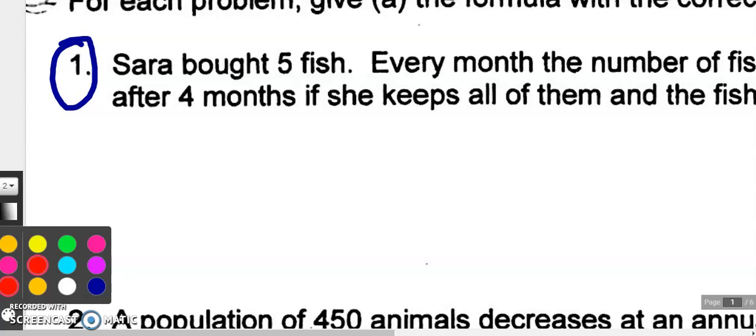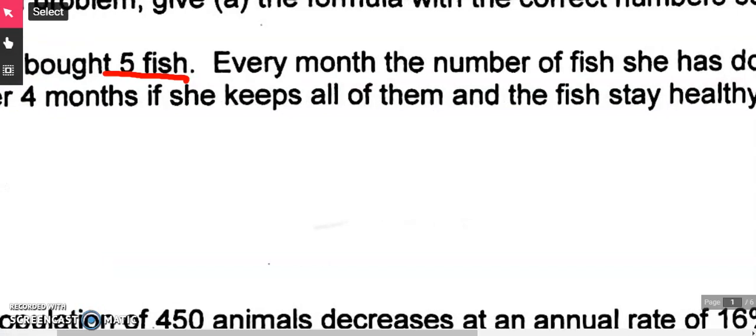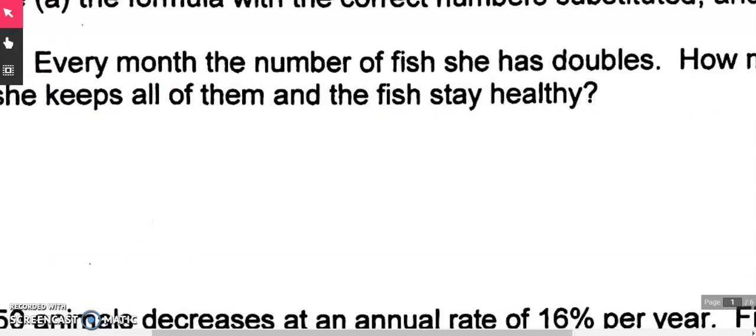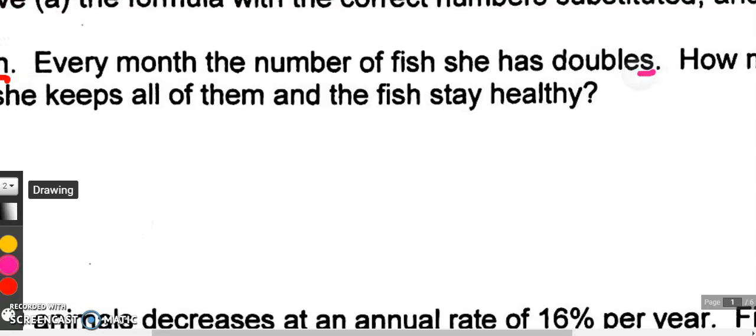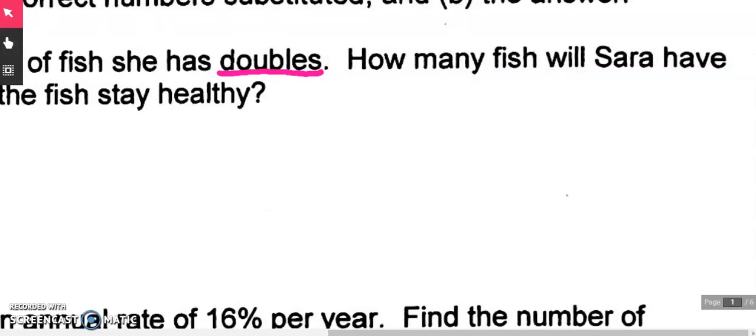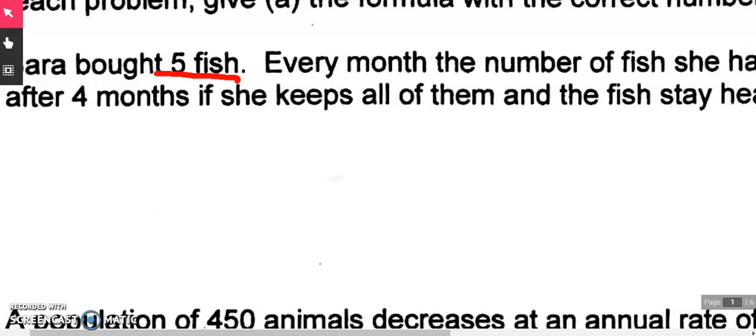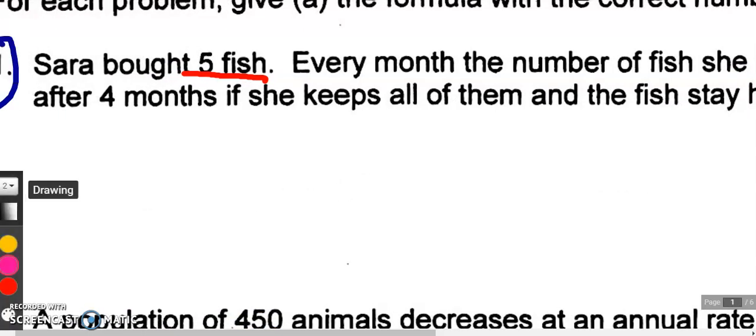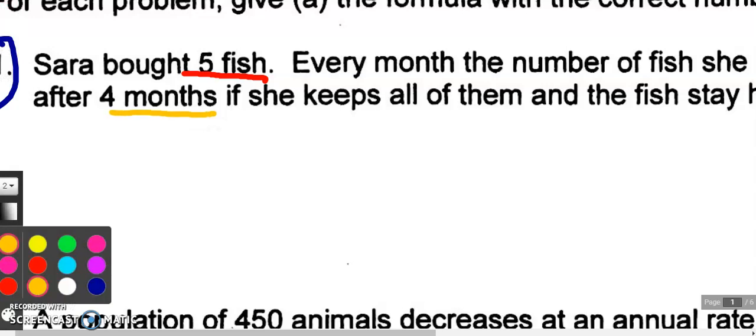I know that Sarah bought 5 fish. So that's going to be our starting amount. Every month, the number of fish she has doubles. So that is telling us our growth factor. And then finally, we need to figure out how many fish Sarah will have after 4 months. And since our units match, we know we don't need to convert that time.